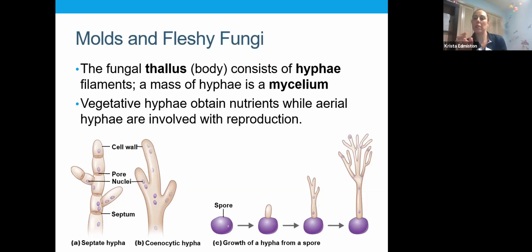As we talk more about the different types of spores, sometimes the hyphae at the end will have sacs full of spores, or they'll produce a spore at the end in order to spread it into the environment and make a new mold cell.